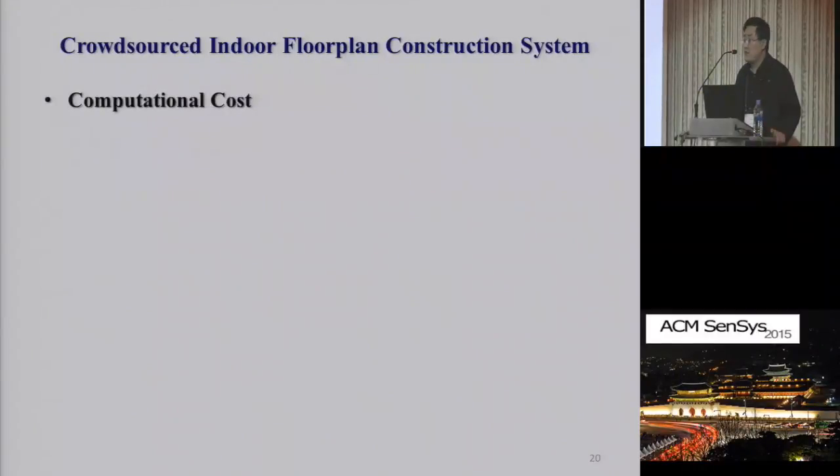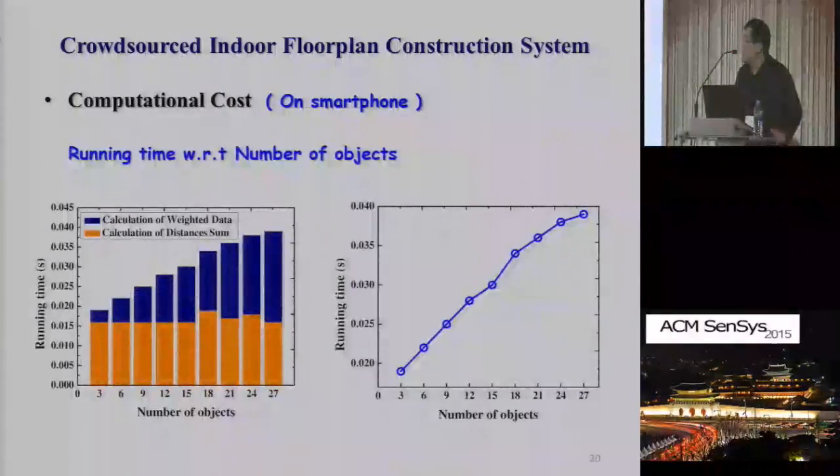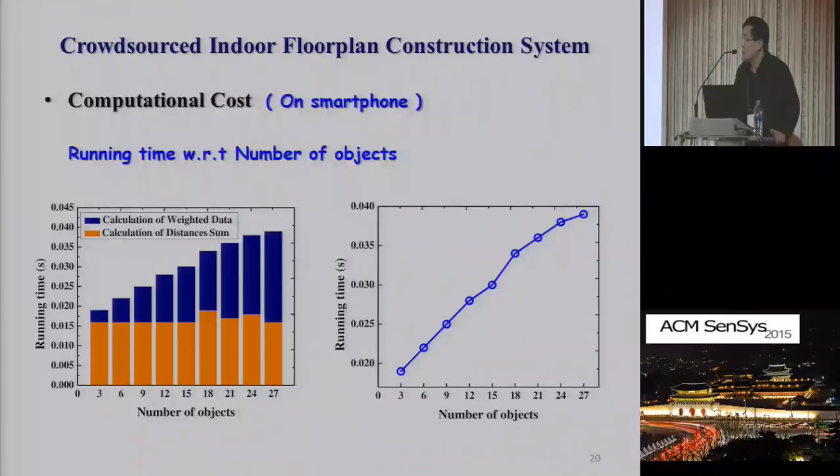And we also measured the computational cost on the smartphone. These two figures show the experimental result. And as we can see, in this case, the running time of the proposed method on the smartphone is still within the acceptable range. And we can see in this figure, the running time is a linear function of the object number.